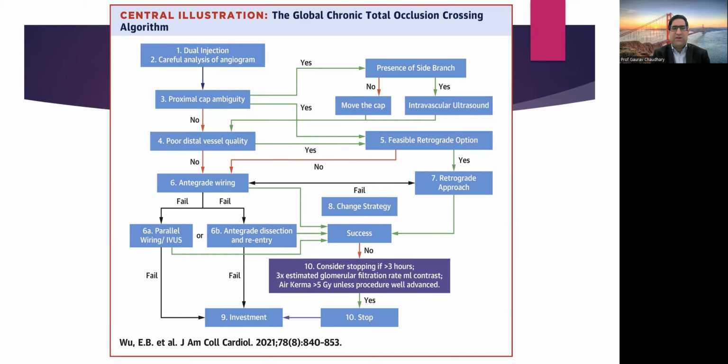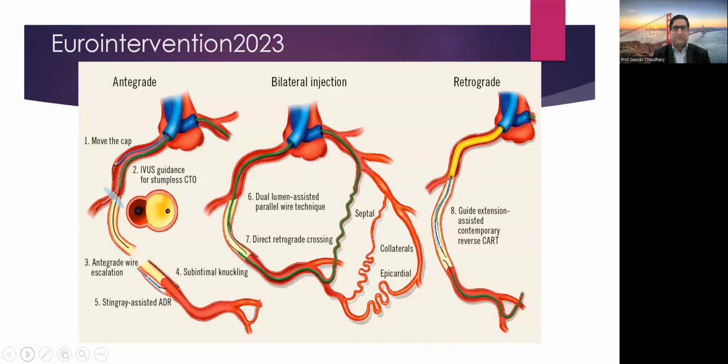And if antegrade wire escalation fails, then parallel wire or intravascular ultrasound assistance should be taken, or ADR. I think ADR should be the last resort because it can compromise the branches; that is antegrade dissection and re-entry. And if again it fails and if we don't have a good interventional collateral, then we can of course leave the patient as an investment procedure and take it up later. So this is the latest algorithm given in a good paper, EuroIntervention 2023.